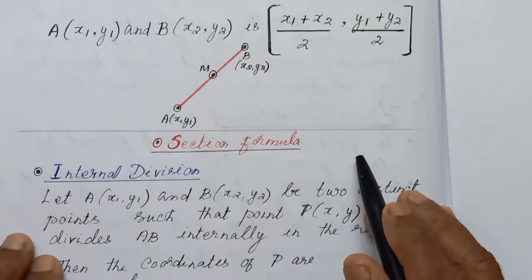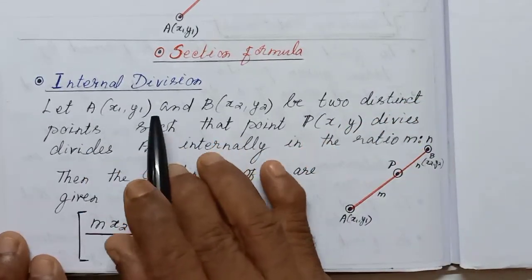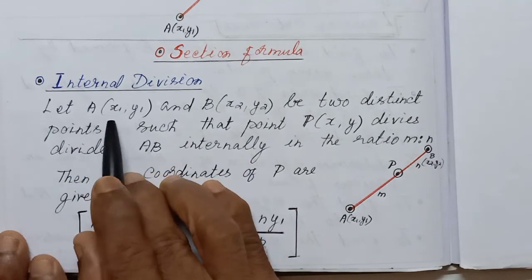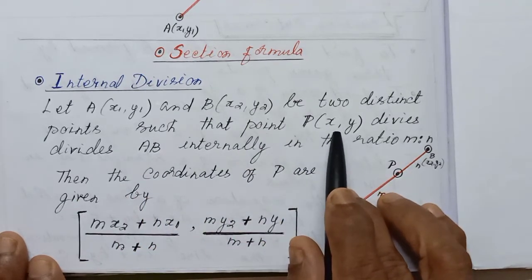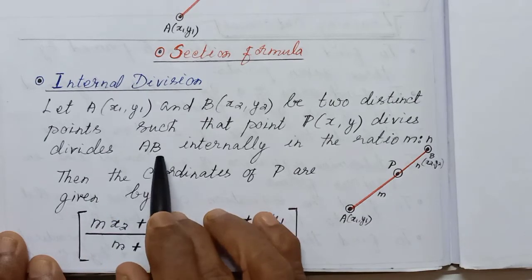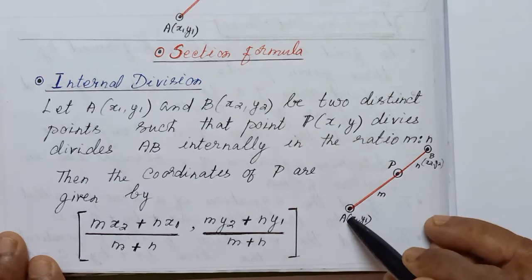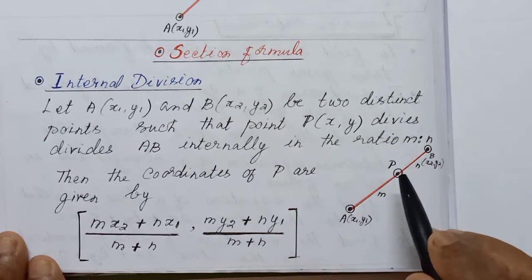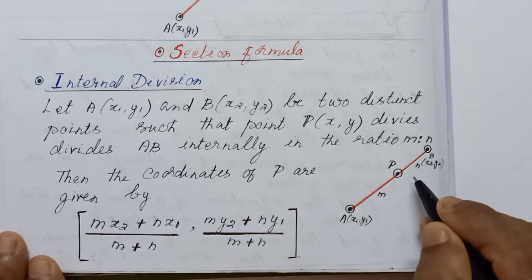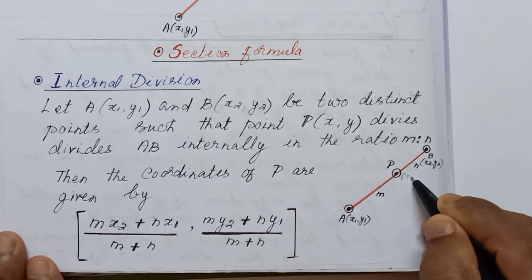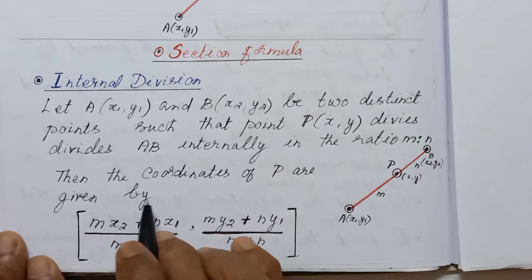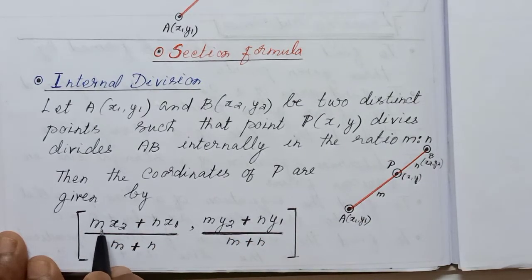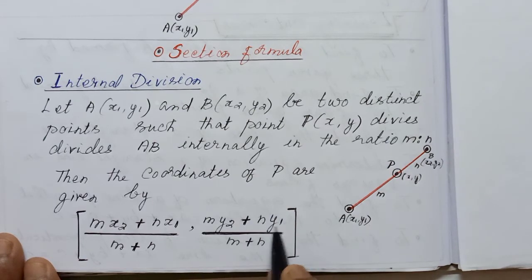The next one is the section formula. The section formula comes as internal division and external division. Now we are seeing the internal division. Let A equal to (x1, y1) and B equal to (x2, y2) be two distinct points such that a point P(x, y) divides the line AB internally in the ratio m is to n. Then the coordinates of P are given by (m into x2 plus n into x1) by (m plus n), and (m into y2 plus n into y1) by (m plus n).